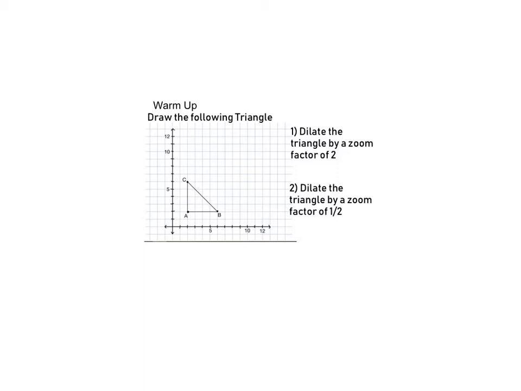What I'm going to ask you guys to do is to dilate this triangle by a zoom factor of 2. And so what that means is we're going to take it and dilate it about the origin, just like we did yesterday. And then you're also going to dilate it by a zoom factor of 1/2. So on your paper you can draw this picture right here with these coordinates, and then do your best to dilate it by a factor of 2 and a factor of 1/2 and see what we come up with. We'll check back in a moment.